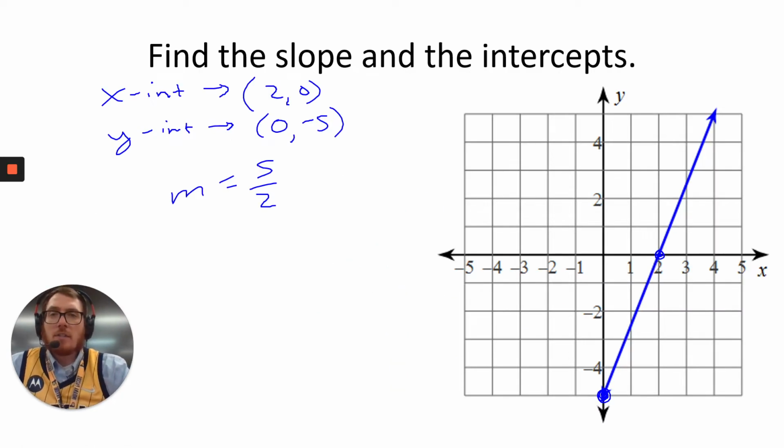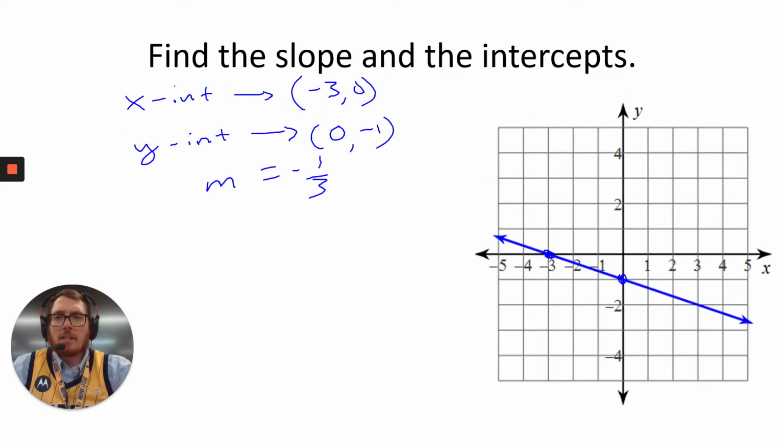So for this graph, it says find the slope and the intercepts. I started first by finding the intercepts. So the x-intercept is where it crosses the x-axis. So that's this point right here, which is the point 2, 0, because it's to the right 2 and up 0. The y-intercept is down here at negative 5. The slope then could be found by using these 2 points. So from here, I go up 5 over 2, and that would be the slope of 5 over 2. You could also do the slope formula, y2 minus y1 over x2 minus x1. That will give you the same answer, but this might be just as easy to find in terms of figuring out the slope.